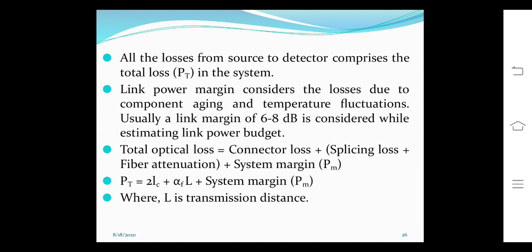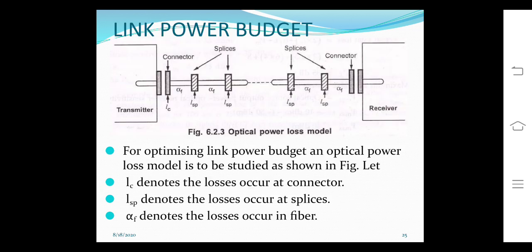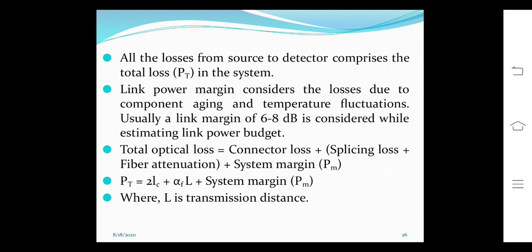Now coming to the losses. All the losses from the source to the detector comprise the total loss in the system. The cumulative effect of the transmitter, receiver, connectors, splices and attenuation gives the total loss in the system, denoted by the parameter PT. The link power margin considers the losses due to component aging and temperature fluctuations. Usually a link margin of 6 to 8 dB is considered while estimating the link power budget.